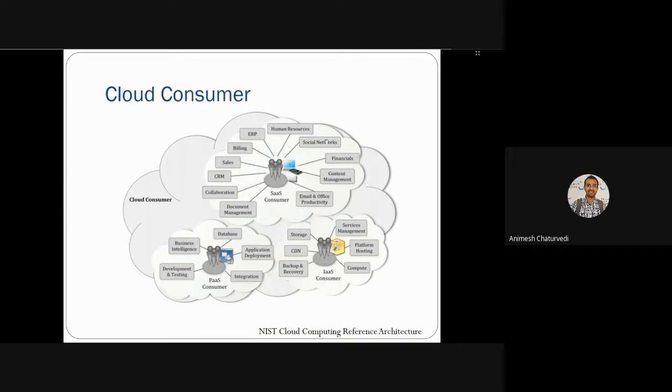human resource handling, social network, finance, content management, email and office productivity, document management, collaboration, CRM, sales, billing, ERP. So all these things are particularly related to the SaaS consumer. These are very specific: CRM, billing, ERP, human resource, social networking, finance. You are well aware of social networks like Facebook, Google, or Instagram. But other things are like document management, like Google Docs or Microsoft MS Word in online mode. So content management, all these things are specific. Emails like Gmail or Outlook.